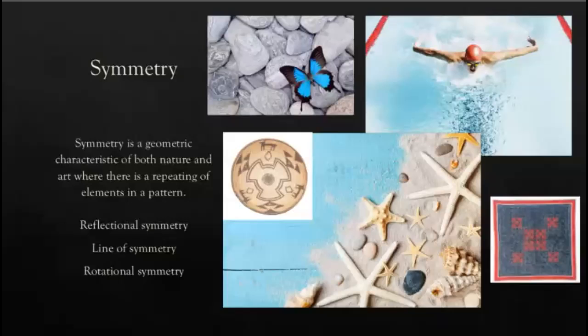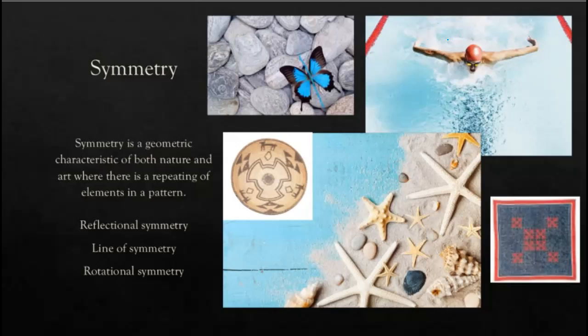So geometry also includes the study of symmetry. We're going to be studying that as a geometric characteristic in both nature and art, where there's a repeating pattern of elements. So most of the time we think about symmetry as this reflectional symmetry. Like a butterfly, you can see that both sides of the butterfly, if you were to fold it in half, it would look the same on either side. That fold is that line of symmetry. So this butterfly would have one line of symmetry. If you divided it right in half, then you can see the symmetry on both sides.